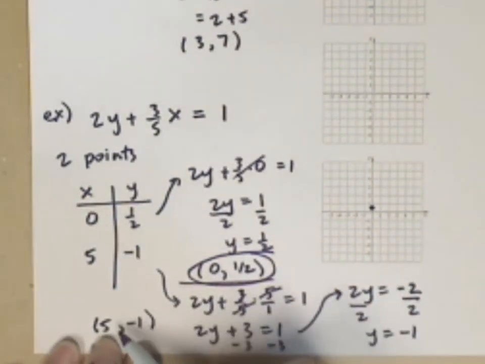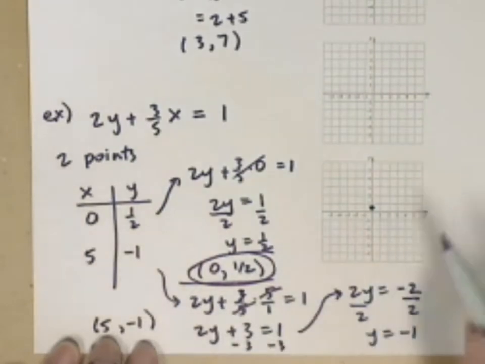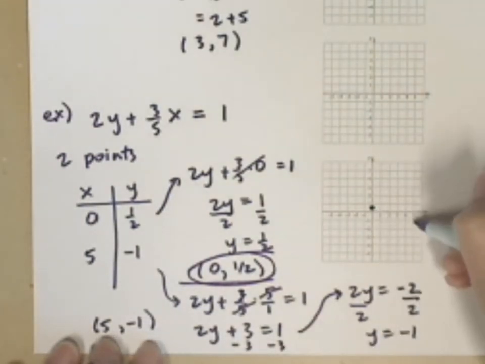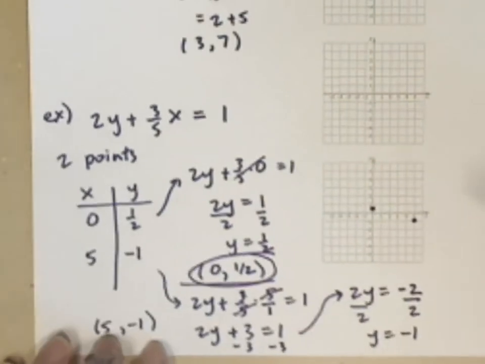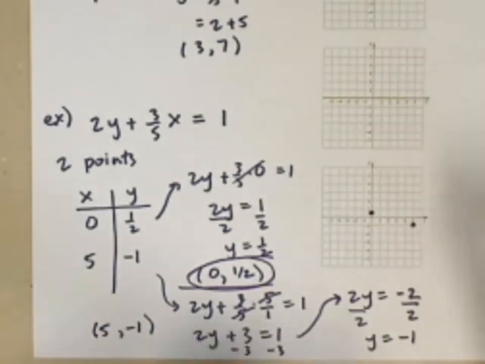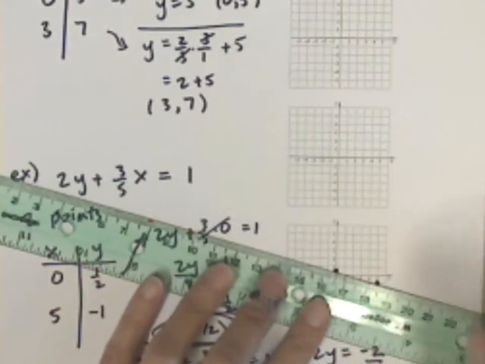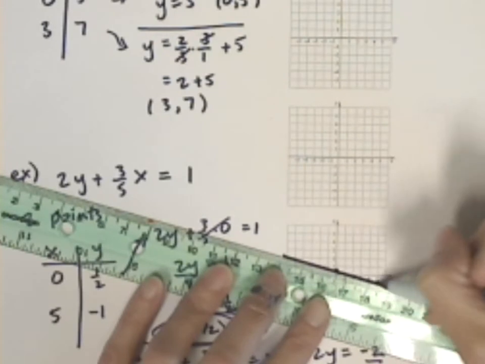And our second point is 5, negative 1. So 5 in the x direction, 1, 2, 3, 4, 5, and then down 1 in the y direction. Let me grab my ruler. I just need those 2 points. You could do a third as a check. But with these 2 points, I should be able to connect the dots, and I can.